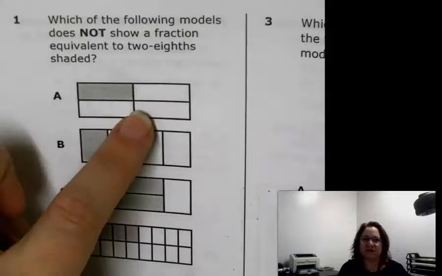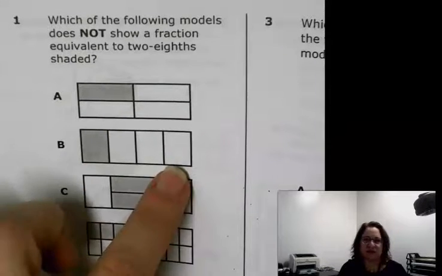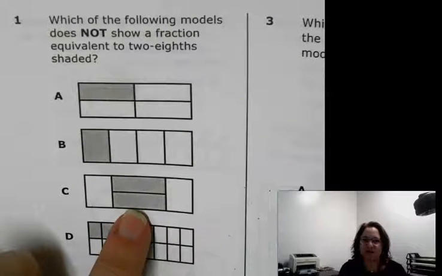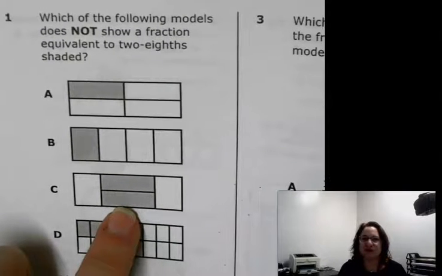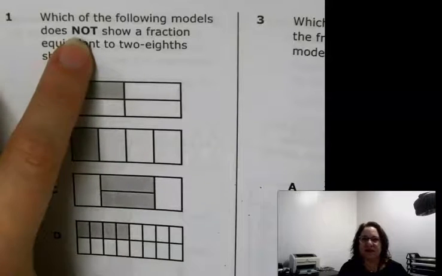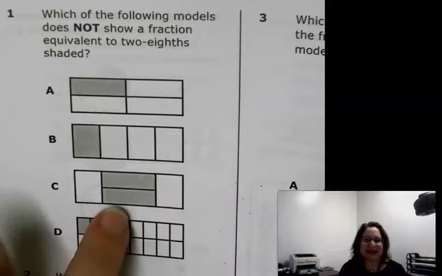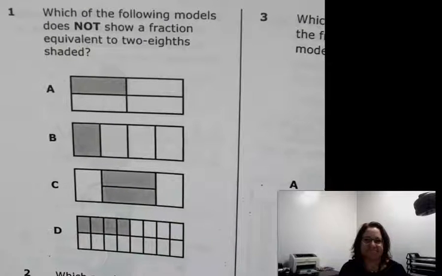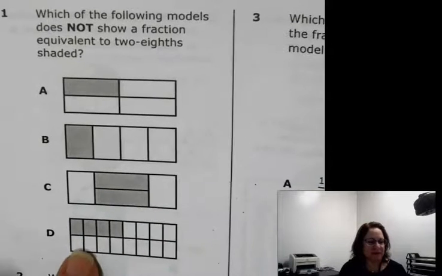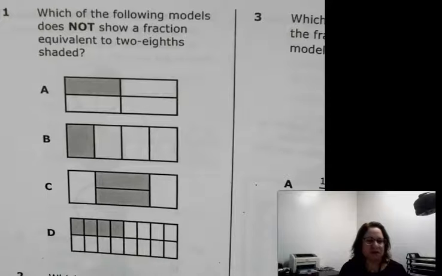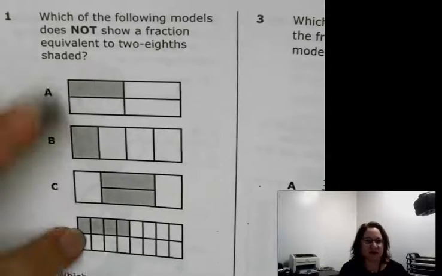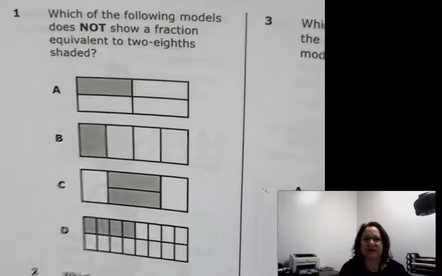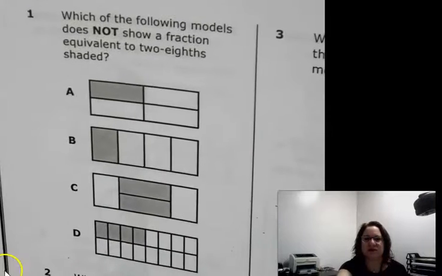1 out of 4 is shaded here. 1 out of 4 is shaded here. 2 out of 4 is shaded here. 2/4 is shaded here. Oh, so that must be our answer. C is our answer because it's not 1/4. That's 2/4. Okay, and D looks like 4/16, and you can see that that looks just like A, doesn't it? Okay, so our answer is C. That is not 2/8.